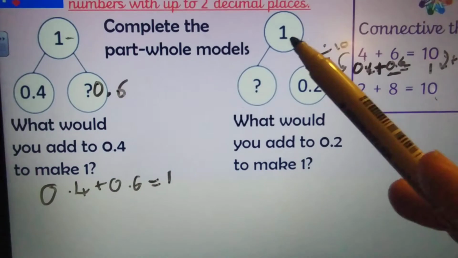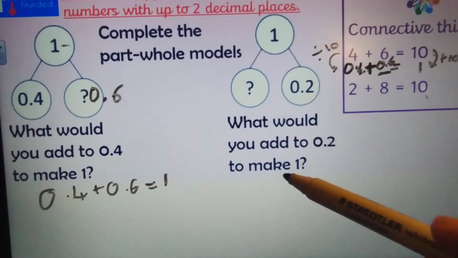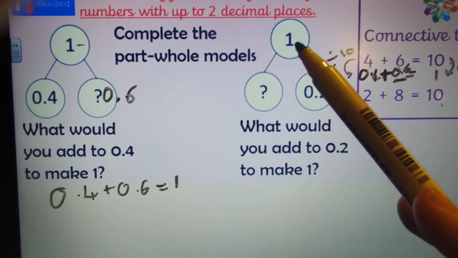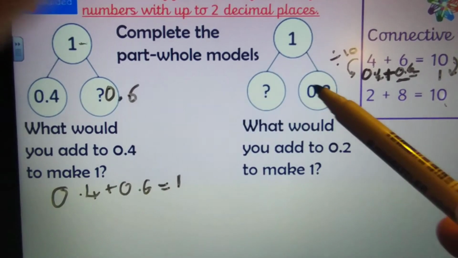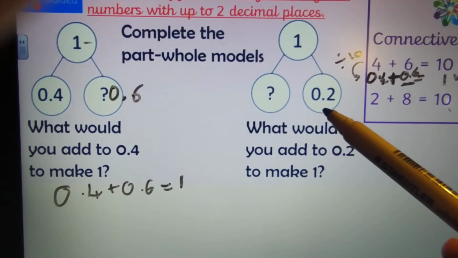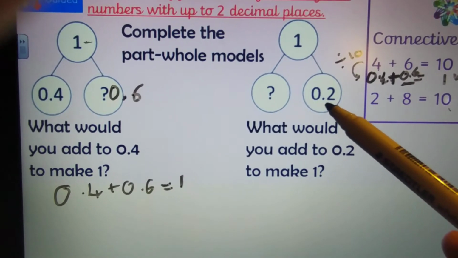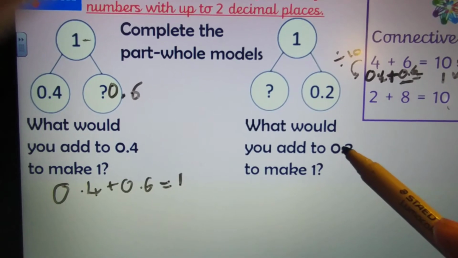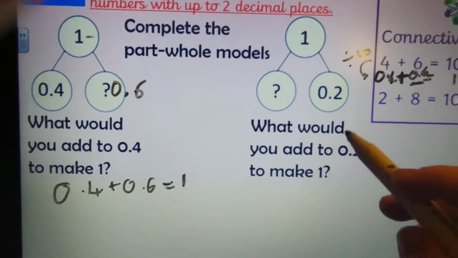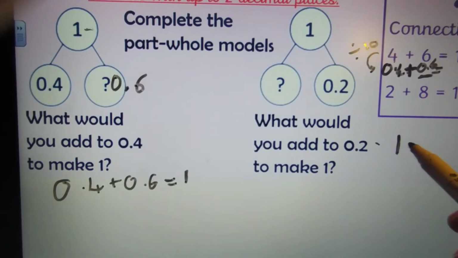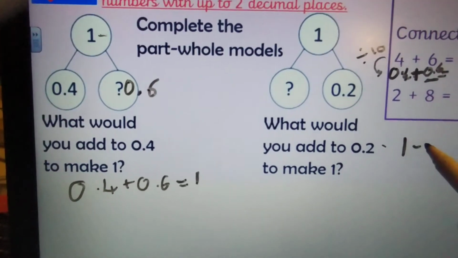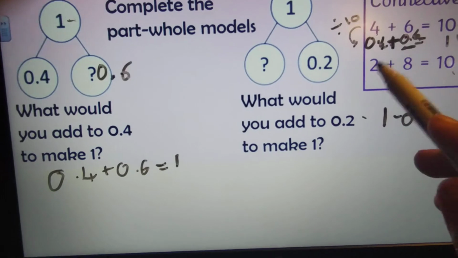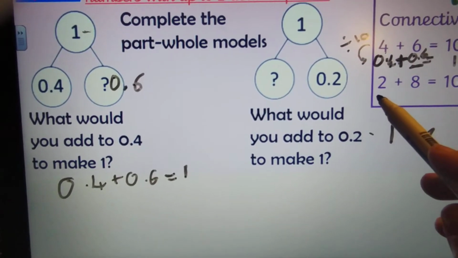So hopefully now you'll be able to see over here that we've got a very similar question. So we've got 1 whole again as our total. We've got a missing part, and then the part that we're given is 0.2. So essentially we need to work out, again, what would you add to 0.2 to make 1? Or alternatively, you could be thinking of it as 1 take away 0.2. Again, we've got some connective thinking facts for you here.